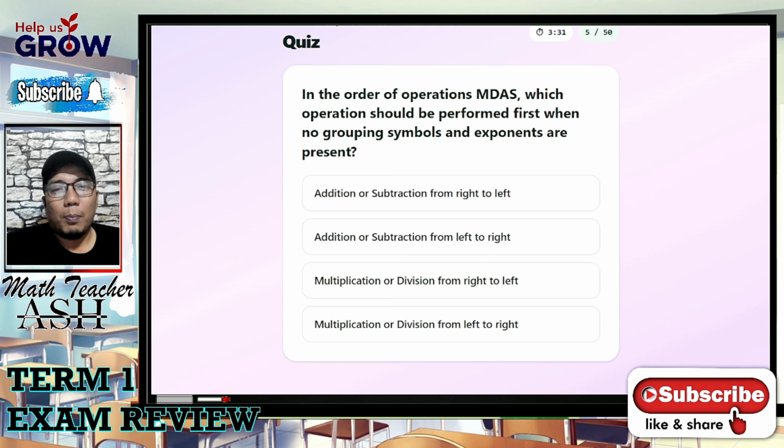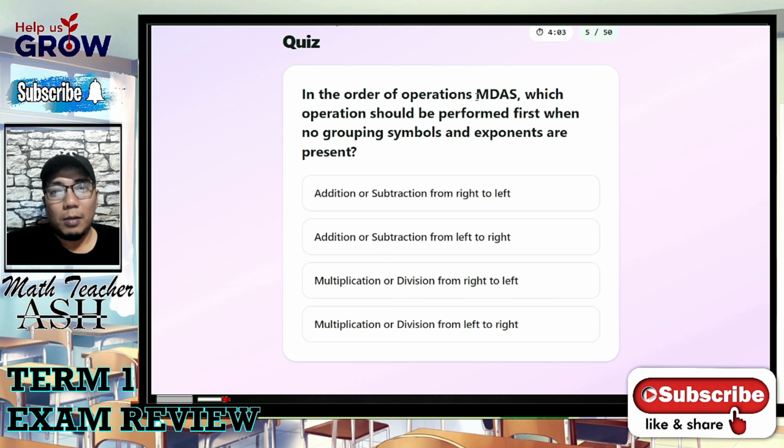In the order of operations MDAS, which operation should be performed first when no grouping symbols and exponents are present? Is it addition or subtraction from right to left? Is it addition or subtraction from left to right? Is it multiplication or division from right to left? Or is it multiplication or division from left to right? What do you think is the answer? Okay, so as you can see, my dear math learners, we are talking about MDAS.